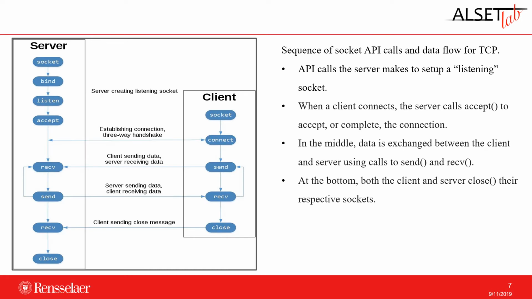The diagram below shows the sequence of socket API calls and data flow for TCP. Starting in the top left-hand column, note the API calls the server makes to set up a listening socket. A listening socket does just what it sounds like. It listens for connections from a client. When a client connects, the server calls an accept command to accept.